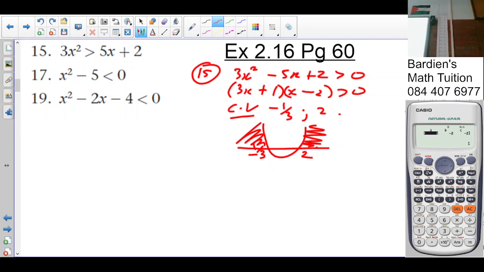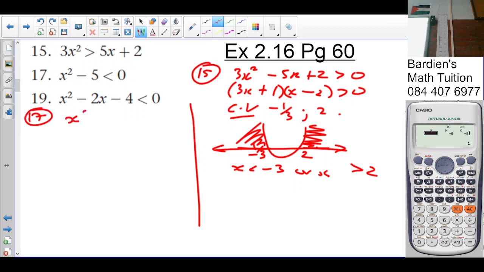Must be more than 0, so it's above the graph, above the line. Is this a continuous or break-in solution? The break-in solution, so x has to be less than negative a third or x must be more than 2. Okay. On to number 17.